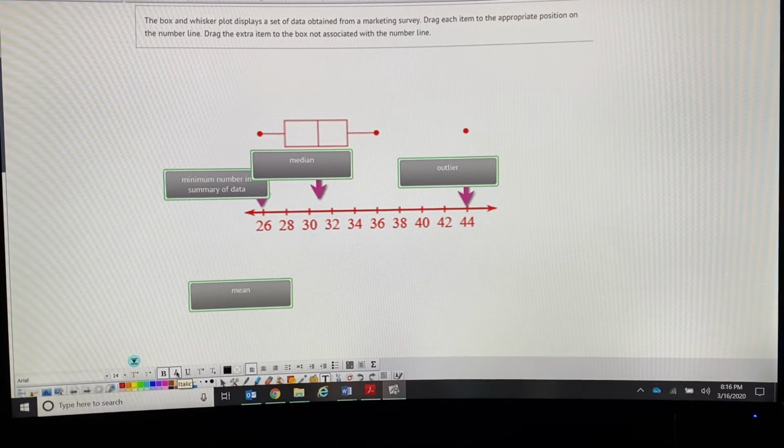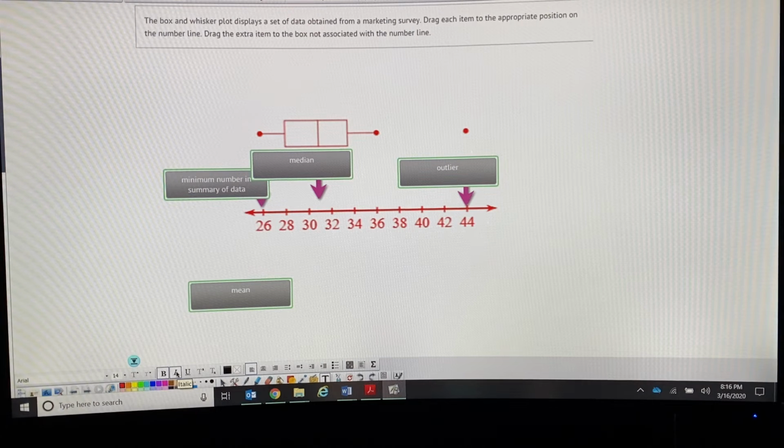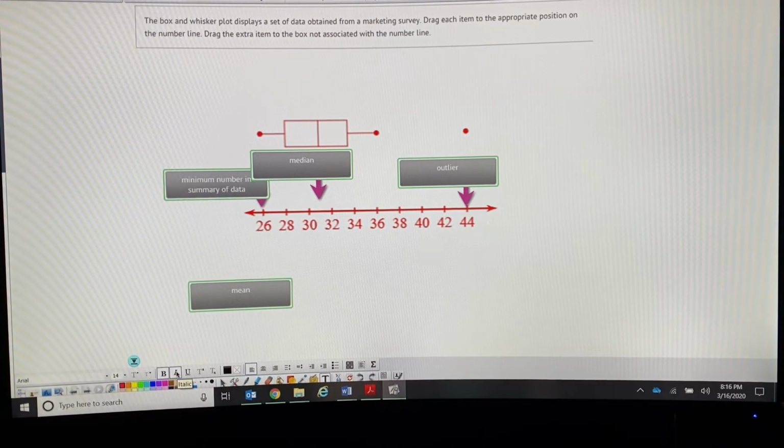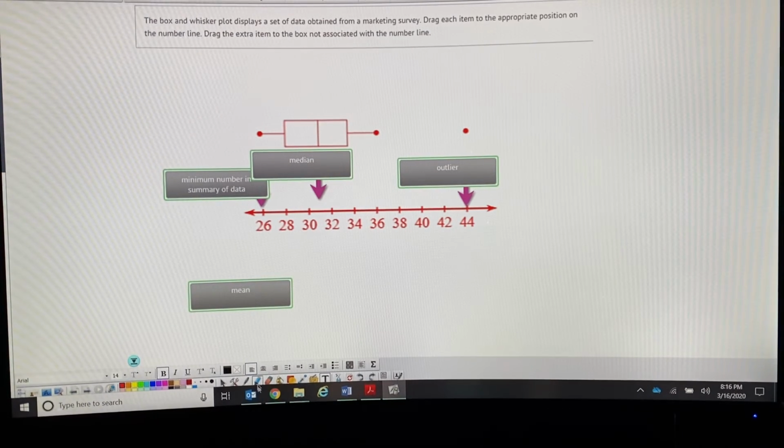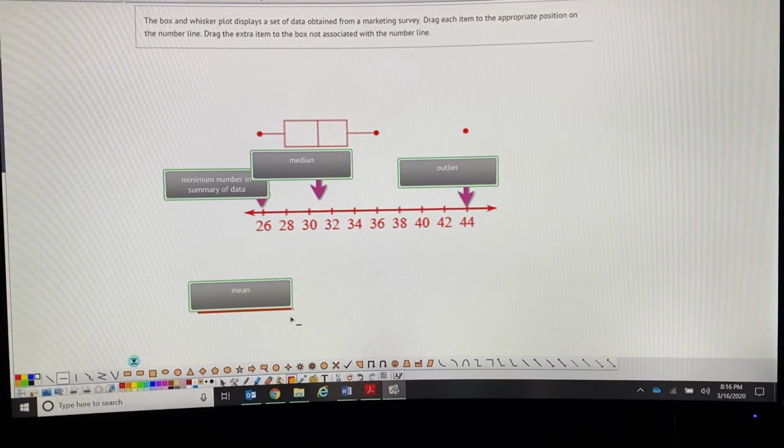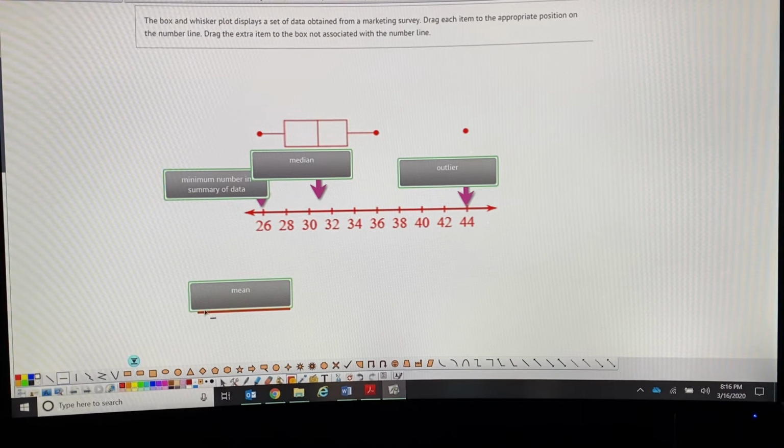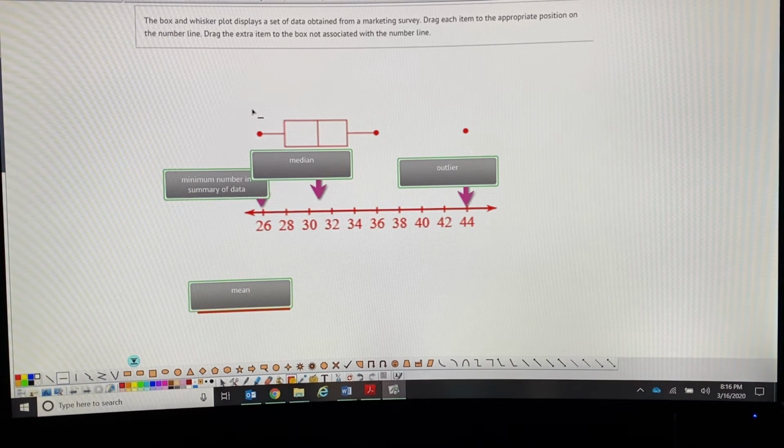Last is the box and whisker plot. Most students had called either myself or Mrs. Nell over and said, where do we put the third, or the fourth, I should say, the fourth option? Most students, I said to them, go back and read your question. A majority of students just looked at the actual image and failed to read the box that's up at the top. Drag the extra item to the box not associated with the number line.